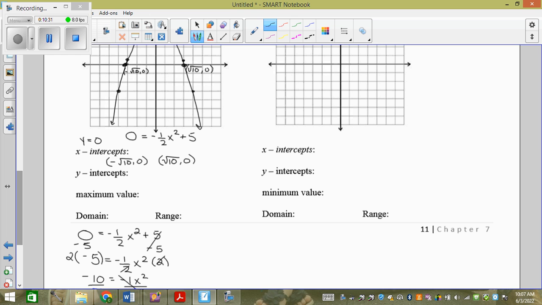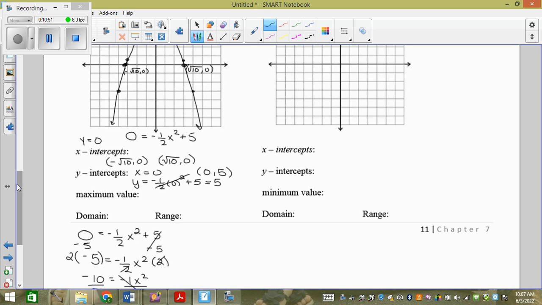When it's x-intercept, you scream y equals 0. When it's y-intercept, you scream x equals 0, which is why it ends up being the constant. So it's going to be y equals negative 1/2 times 0 squared plus 5, so that's why it is just the 5. It's going to cancel everything off. So this is at 0 and 5.